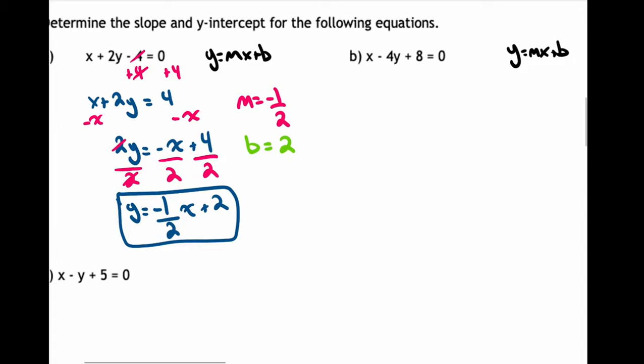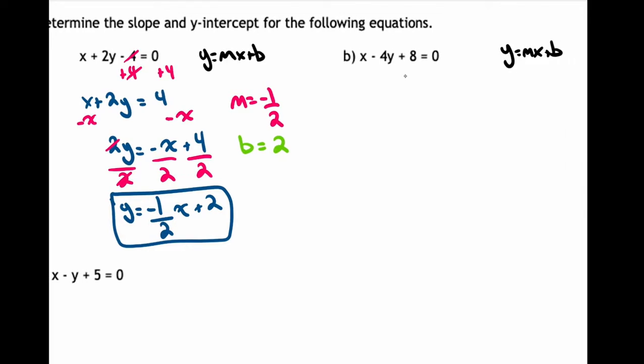So I need to move all the separate terms away from the y. In order to get rid of +8, I'm going to subtract 8 from the other side of the equal sign. One side cancels out. x minus 4y equals -8. I want to move the x, so I'm going to subtract x from one side, subtract x from the other. It cancels out on one side. Don't forget that negative is attached to the 4, so it stays -4y equals -x minus 8.